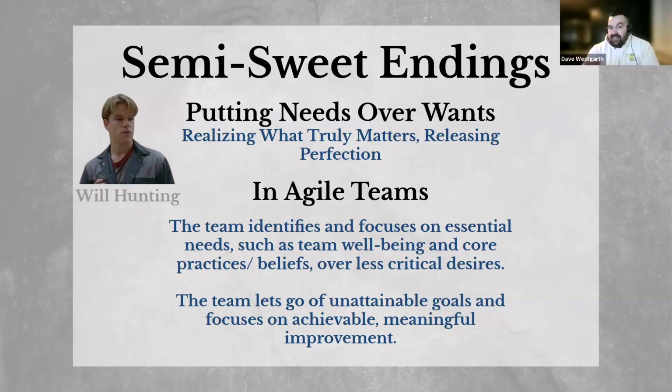In terms of realizing what truly matters, teams typically, as we're going through the lifespan of a delivery, will identify and focus on our essential needs more than the artificial or the superficial wants. This can be things like team well-being, core practices and beliefs, core principles that we want to cling to, over the less critical desires that may look good on paper but don't really serve the team in a meaningful way. Releasing perfection. I'm sure this is a challenge that a lot of agile teams and agilists have run into, but teams letting go of those unattainable goals, those stretch targets that are just too much of a stretch, to focus on those achievable, meaningful improvements that we can then aggregate over time instead of constantly driving ourselves into a car crash. That really helps us to get what we need at the expense of what we want.